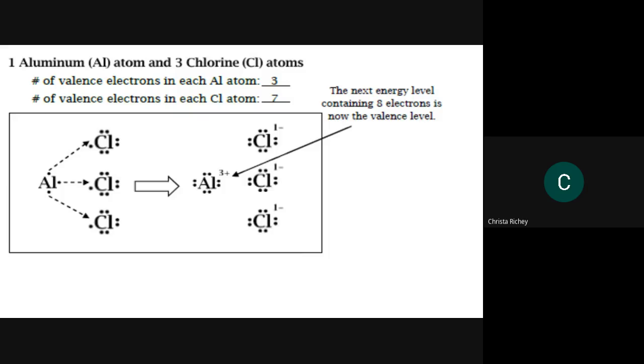No, which means I've lost 3, which is why it's going to be +3. Each chlorine is going to gain 1 electron. So what is each chlorine's charge going to be? -1. -1 plus -1 plus -1 is -3. It negates the +3.